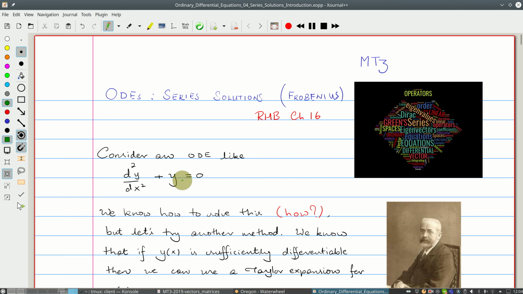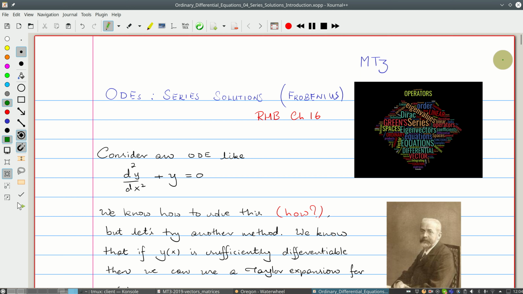So let's have a look at a simple ODE. Now this is one you've seen before: d squared y by dx squared plus y is 0. Now you know how to solve this. If you can't spot immediately how this can be solved, then please review the previous lectures on this topic. But now we're going to try a different method.